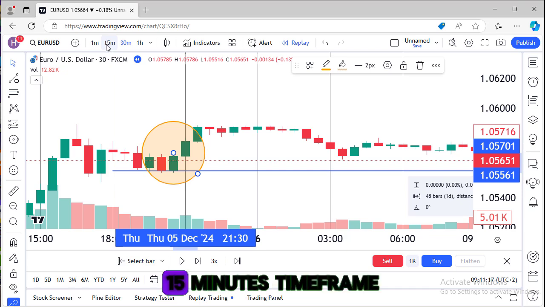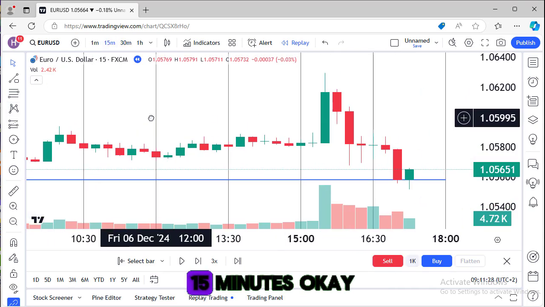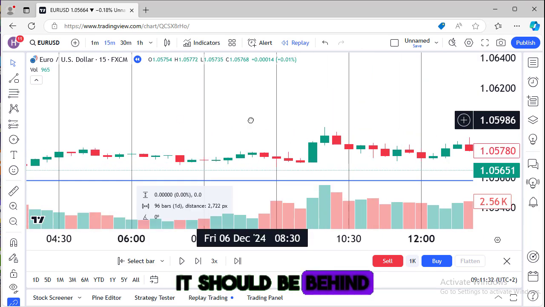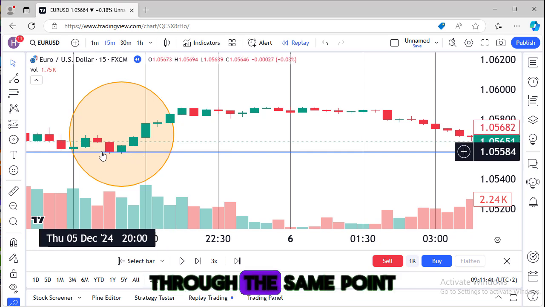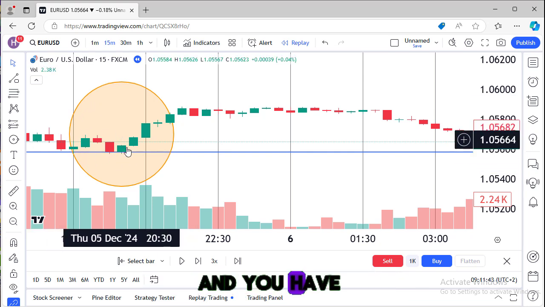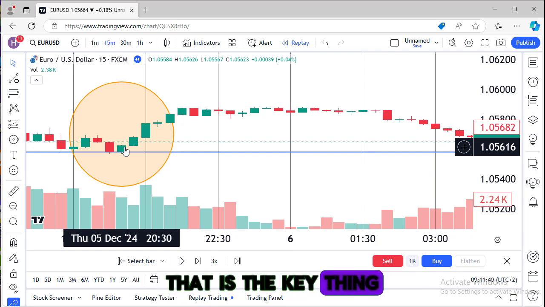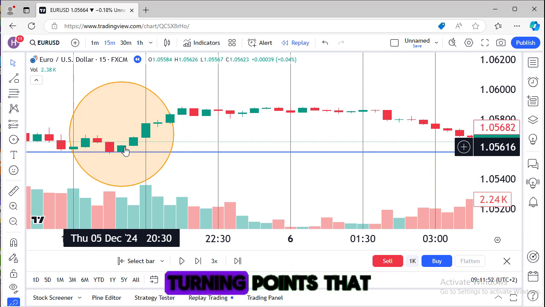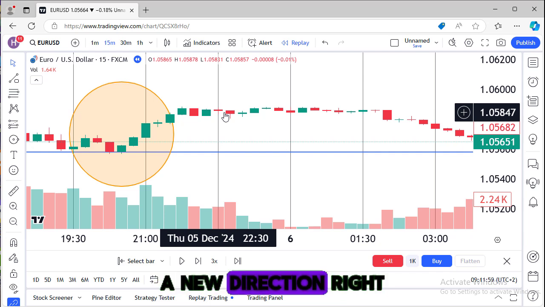Now, if you go to 15 minutes time frame, so let's go to 15 minutes. Can you see the line passes through the same point, and you have a turning point. So it should pass through the same point, right? That's the key thing. The line has to pass through the same point. Turning points that have not been breached. Meaning after that turning point happened, market went away from it and just continued in a new direction, right?